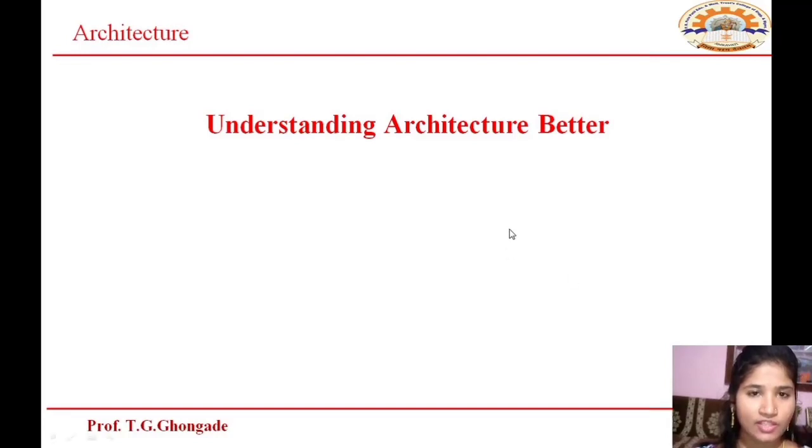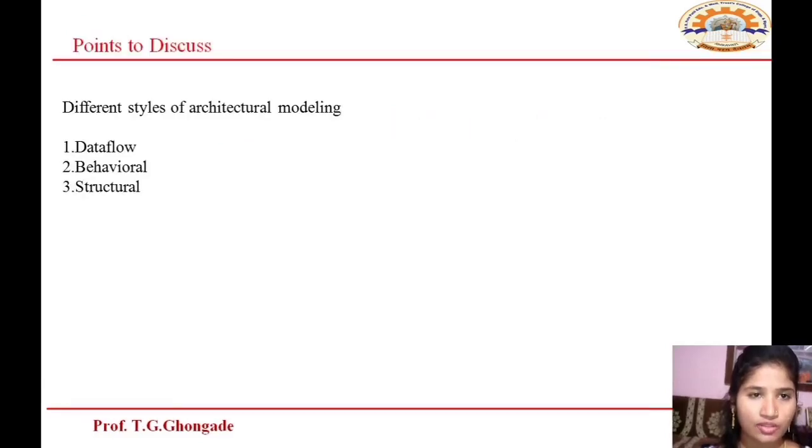In today's lecture, we will see the architecture in a little more detail. In the last lecture, we had discussed the architecture just as an introduction. So today, we spend a little more time on understanding the architecture. In the last lecture, we understood the concept of an entity and we saw different types of port such as input port and output port.